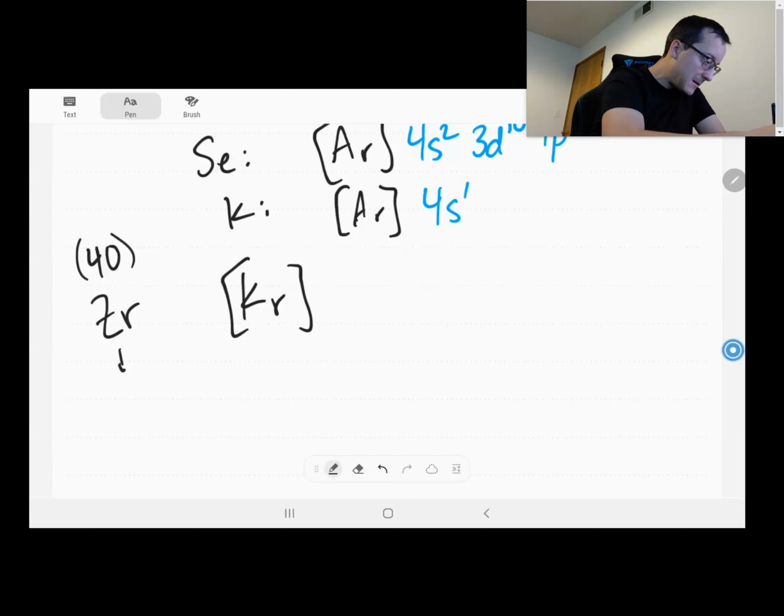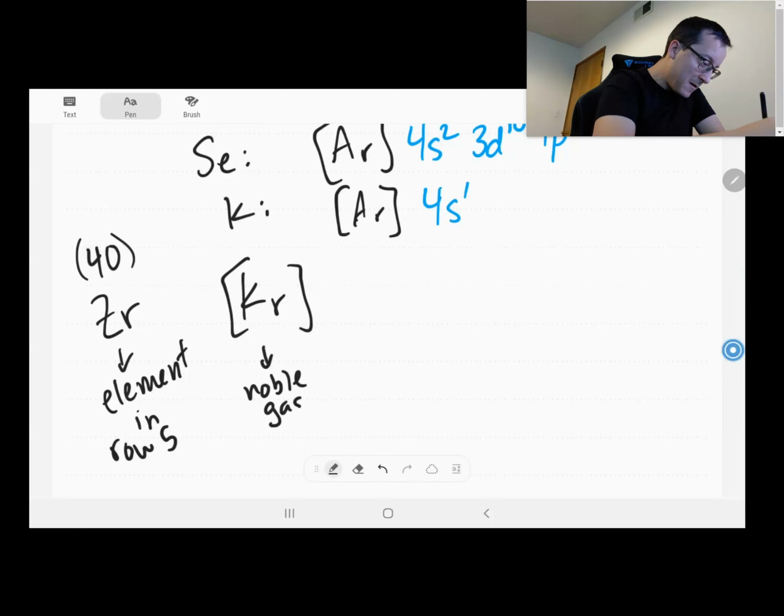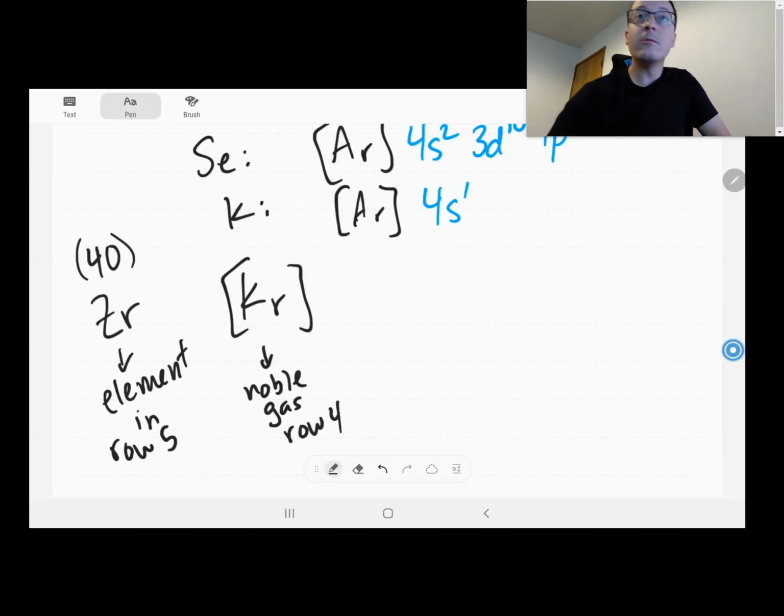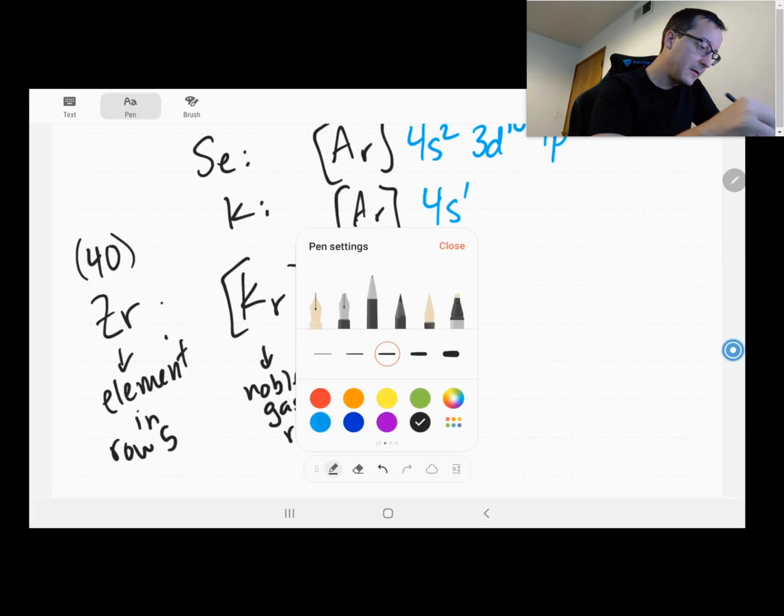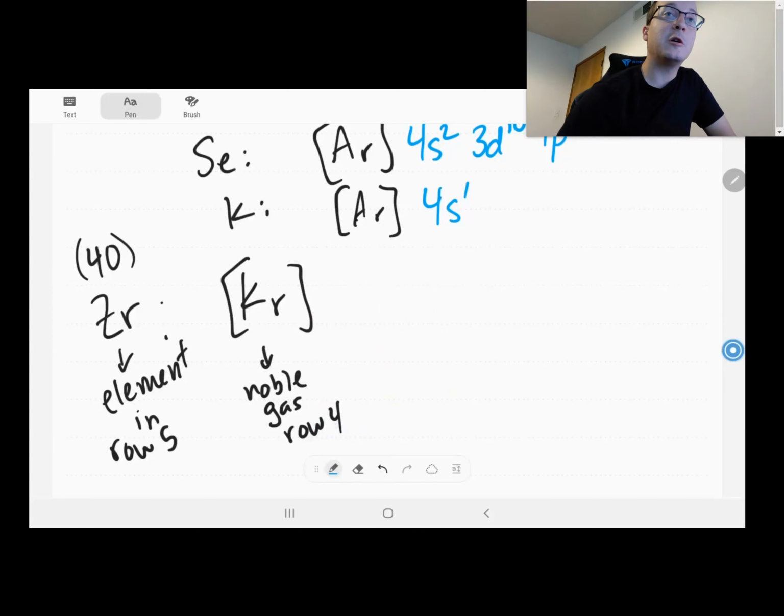So we're going to start with krypton. In row 5, we use the noble gas from row 4. And now we just have the extra stuff. So what is zirconium's extra stuff going to be? Where are zirconium's last electrons?